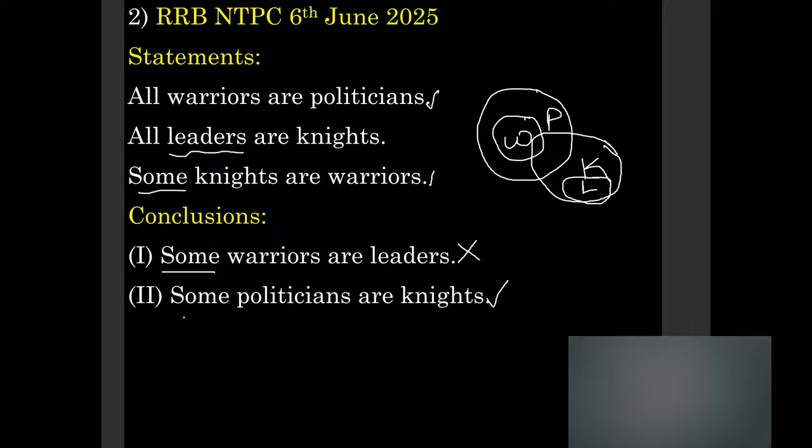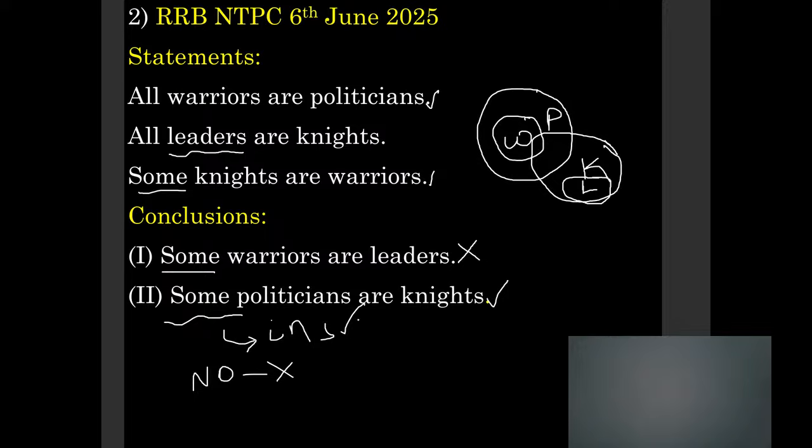So this some condition becomes false when these two don't intersect. Just remember one thing: some means intersection should be possible. No means it should not intersect. Some means it should intersect. Just remember those two things.